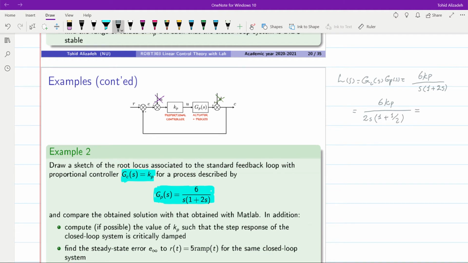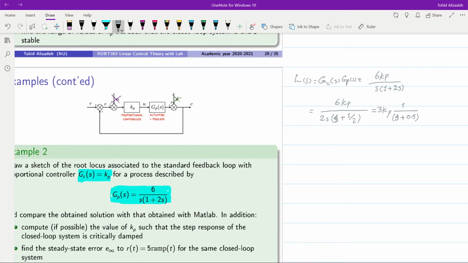Or we can rewrite this as 3 times KP times 1 over S times (S plus 0.5). And we can rewrite it as rho times 1 over S times (S plus 0.5). So this could be considered as our loop transfer function. And we know that rho is equal to 3 times KP. Okay, so we should keep this in mind.